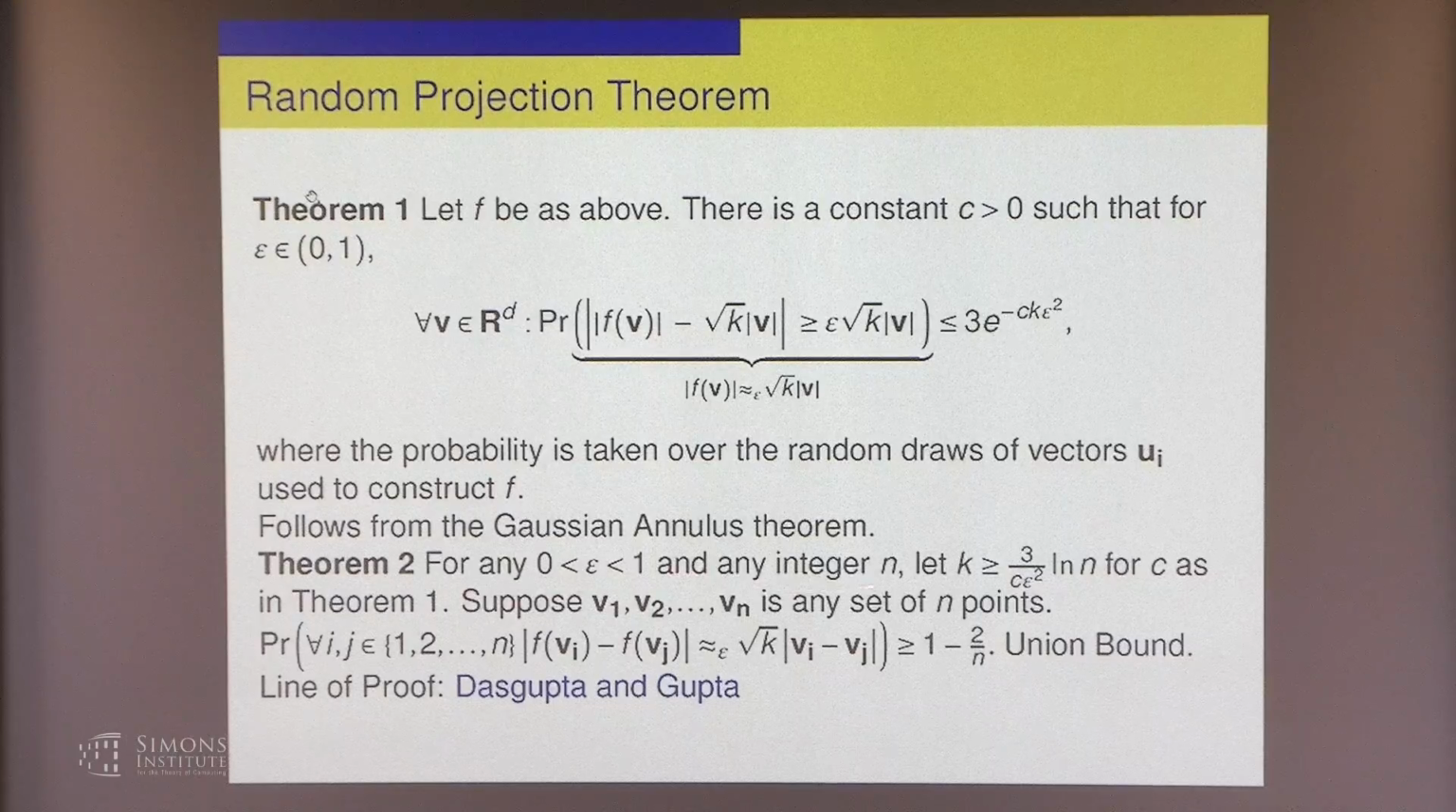So again, epsilon is this, and the projected dimension is high enough compared to the number of points, but only logarithmically. For any set of n points, the probability that the difference of the projections is very different from the difference of the vectors is small. So every pairwise distance is preserved. And that's just by the union bound. So that follows simply from theorem 1. There's nothing to do there.